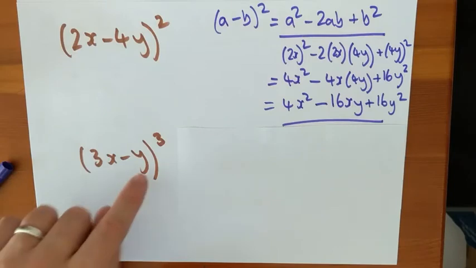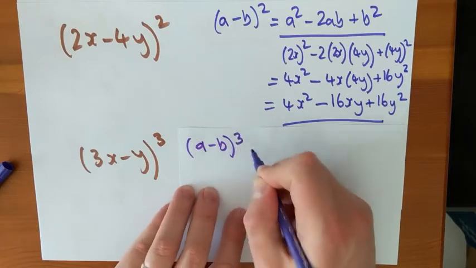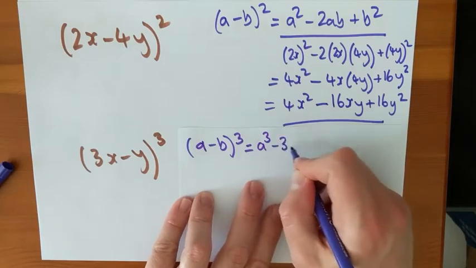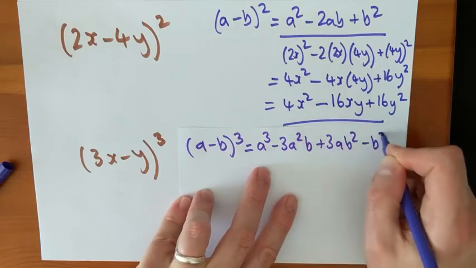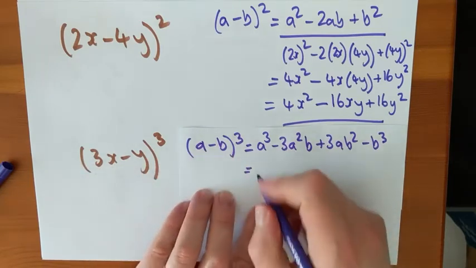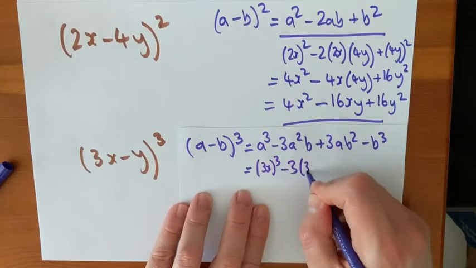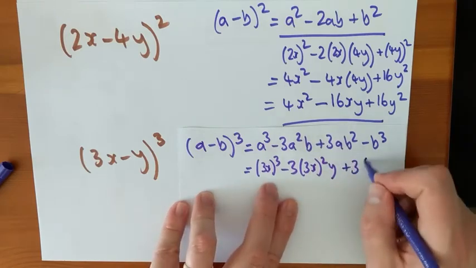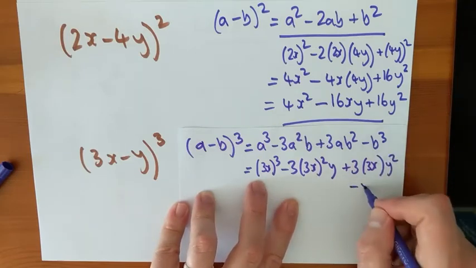So here we have 3x minus y all cubed. So this is going to follow the pattern of a minus b all cubed. And the pattern for that one is to have a cubed minus 3a squared b plus 3ab squared minus b cubed. Putting everything in the right place, instead of a I have 3x, instead of b I have y, I would have 3x all cubed minus 3 times 3x all squared times my y plus 3 times 3x times y squared, and right at the end minus y cubed.